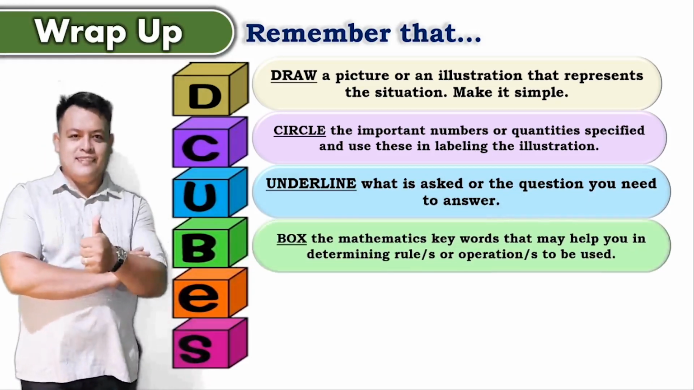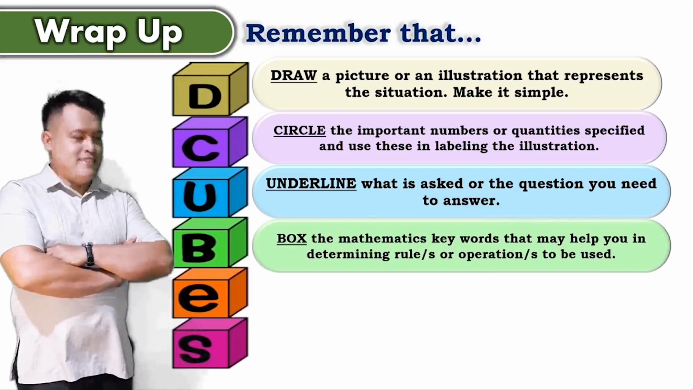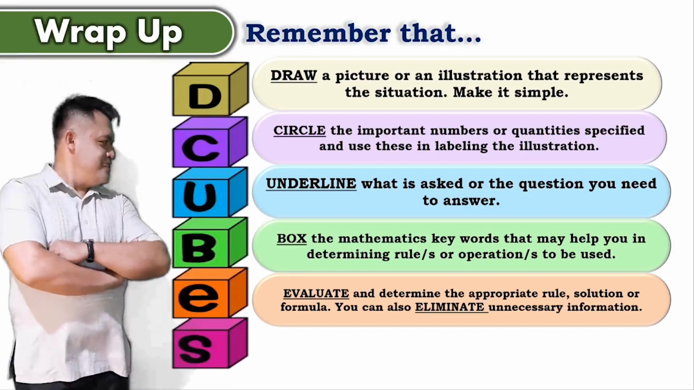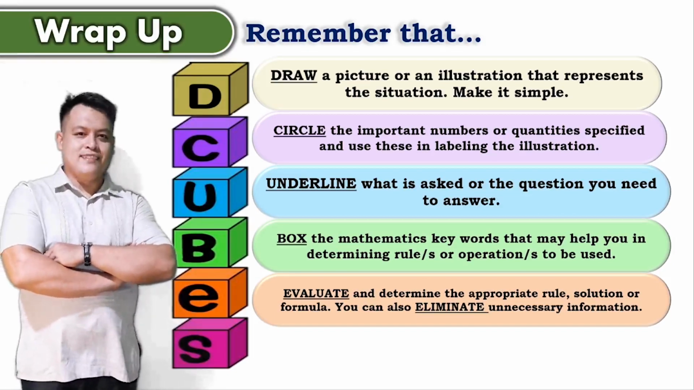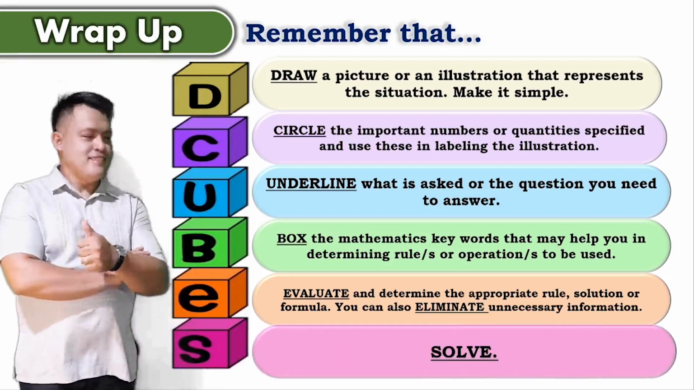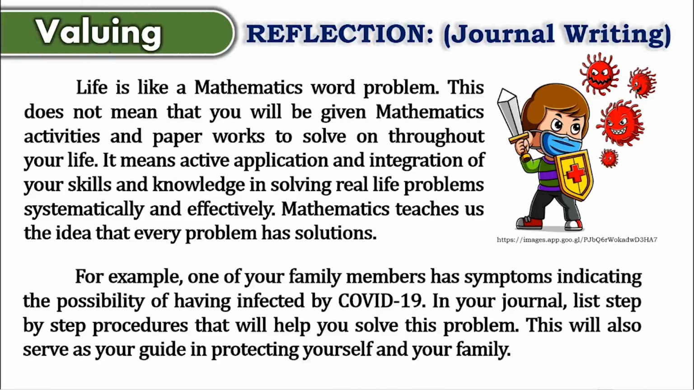B box the mathematics keywords that may help you in determining rules or operations to be used. E means evaluate and determine the appropriate rule, solution, or formula. You can also eliminate unnecessary information if needed. And S means solve. Let's have the valuing part of this lesson.